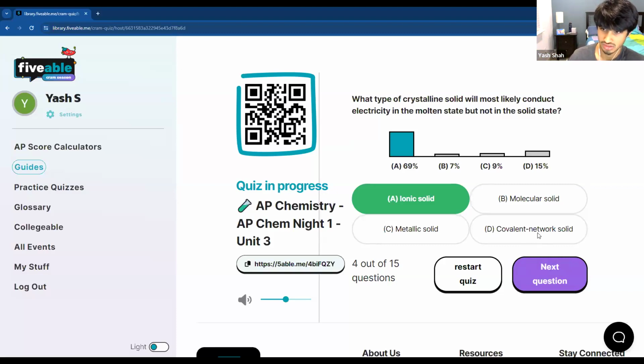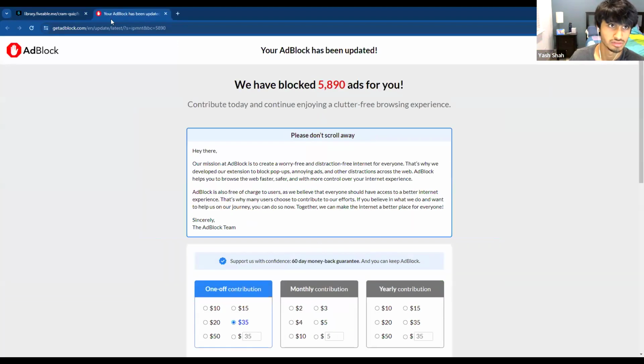Covalent network solids, it depends on the solid, but if you melt them, they're not going to conduct electricity either. Molecular solids, if you melt water, it's not going to conduct electricity, and a metallic solid conducts electricity in the solid state. Okay, I don't know what just happened.